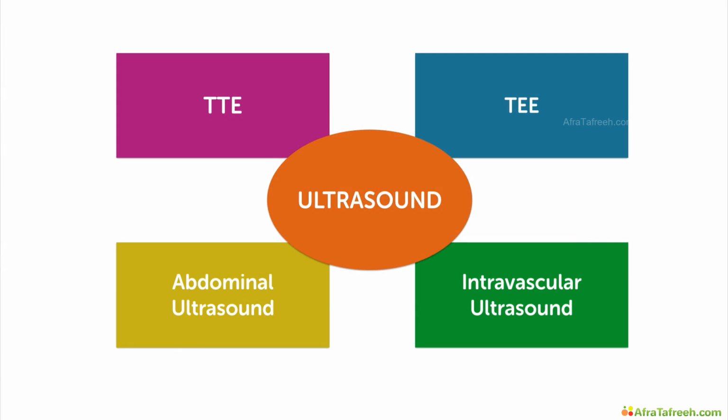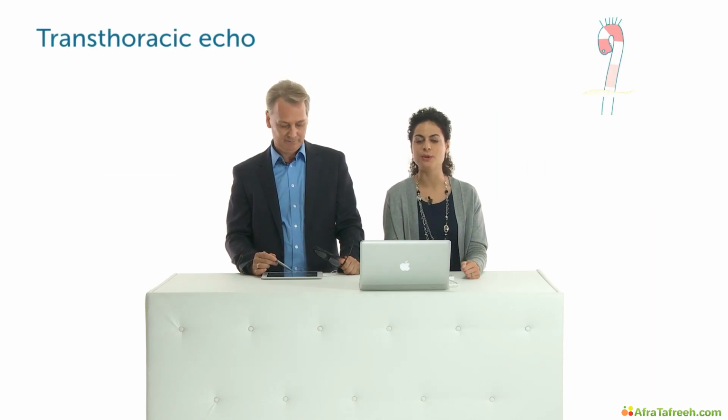And even when using ultrasound, we can actually use a transthoracic approach or a transesophageal approach, intravascular ultrasound, and also abdominal ultrasound. But this course will deal with TTE and TEE mainly. And when we consider a transthoracic exam, actually we can see several segments of the aorta.